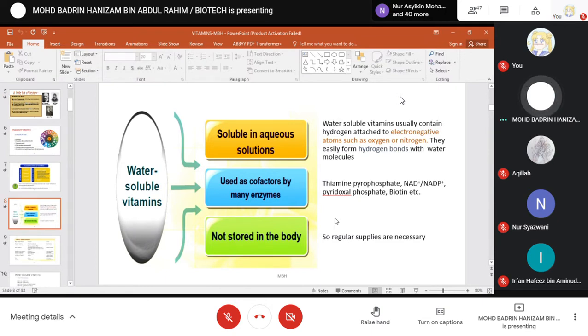Because it is not stored in the body, the toxicity of water soluble vitamins is very rare, right? Unlike the fat soluble vitamins, which are going to be stored in your fat and so on. Water soluble vitamins are not going to be stored, so that's why you need regular supplies every day.